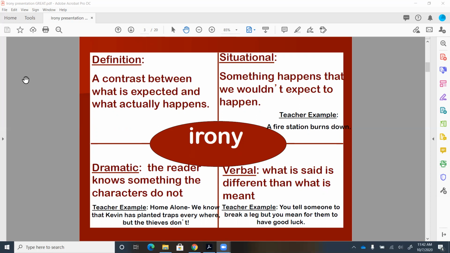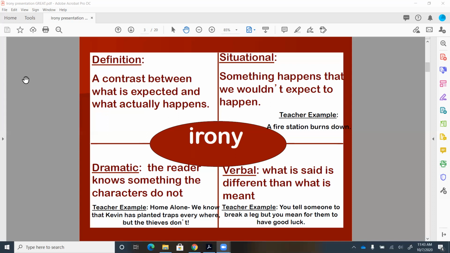The first type is what we see a lot of in The Story of an Hour. It's situational irony. Something happens that we wouldn't expect to happen, we, as anyone listening, watching. An example here is a fire station burns down. No one expects a fire station to burn down. Why? Well, we would expect firemen to put a fire out. So the ironic part is that it actually burns down and no one puts the fire out.